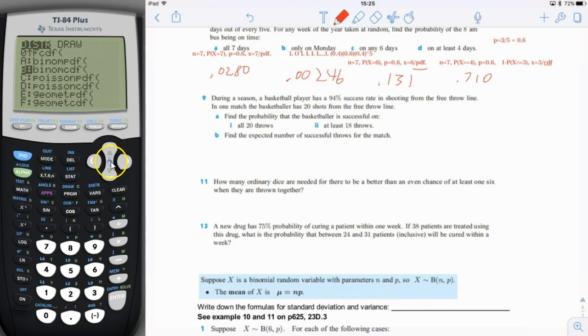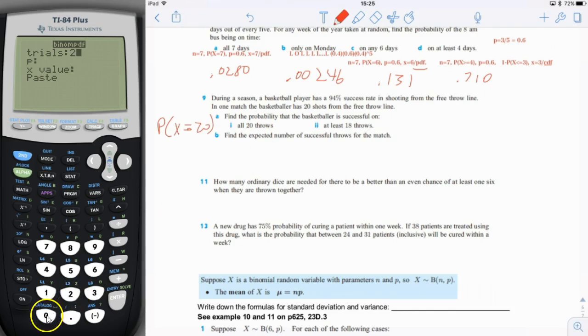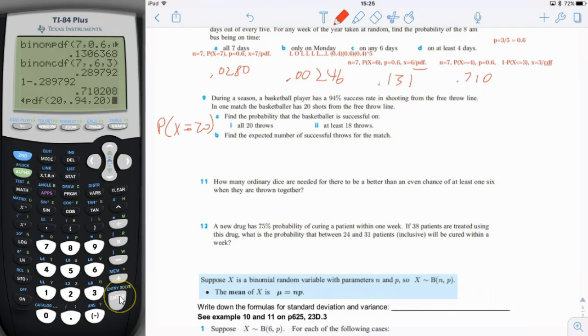Okay, so the probability that he's going to be successful in all 20 throws. Binomial, we'll go to Binomial PDF, because in this case it's PDF. We're looking for the probability that x is equal to 20, so it would be PDF, not CDF. We're going to put 20 shots, the probability of success is 0.94, which is really good, and that he gets 20 successes, and it gives us a probability of 0.290.